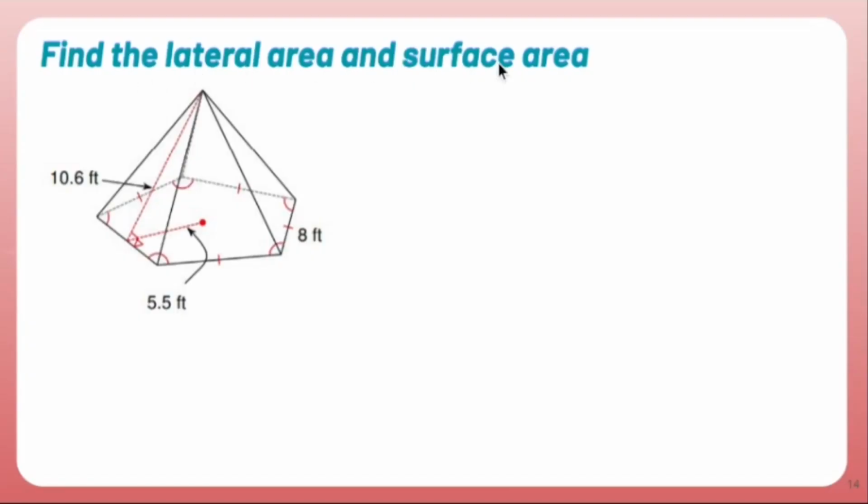Find the lateral area and surface area of this pyramid right here. Well, the lateral area of a pyramid is the sides. The surface area is the sides plus your base, your one base. So if you're thinking, oh, this is kind of similar to when they were prisms, kind of, but not exactly the same. So let's start out by doing the lateral area first.